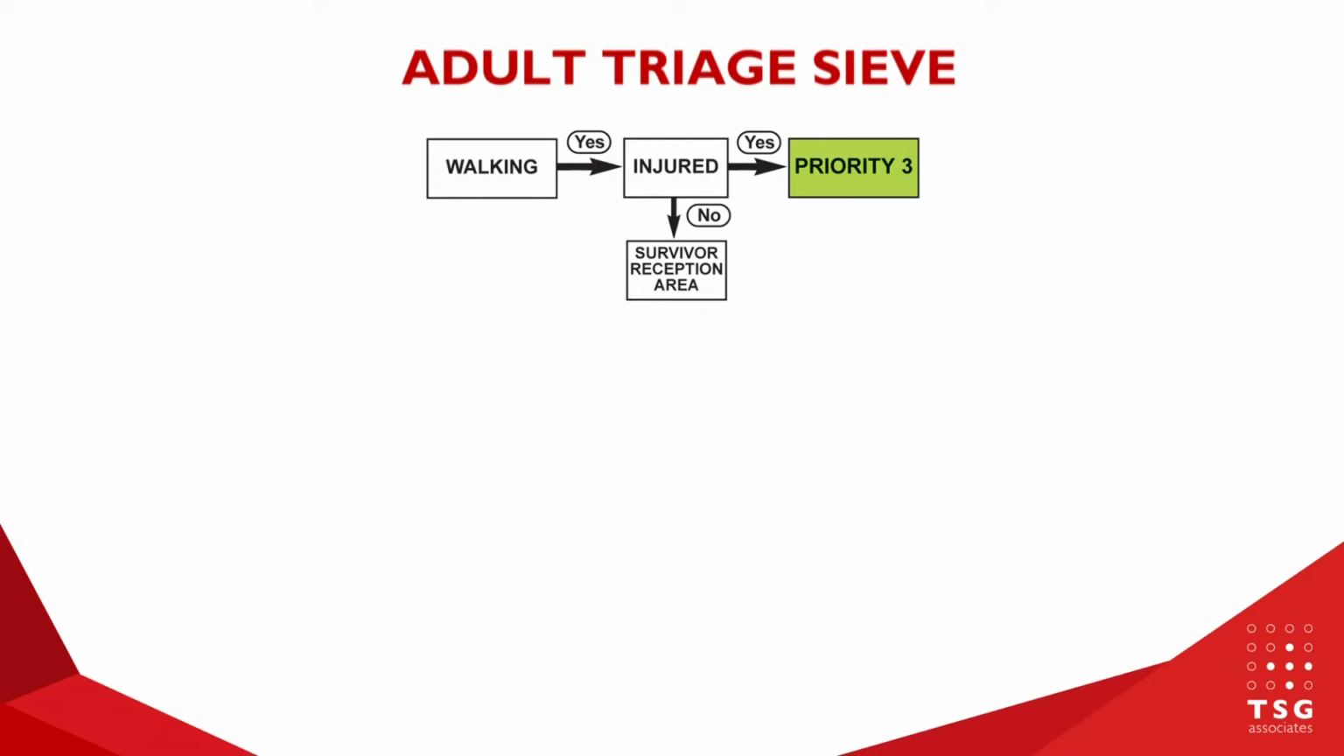If they can, then we know that they have an airway and their breathing and circulatory systems are supporting a standing posture. If the person can walk, they are given a green label indicating priority 3.